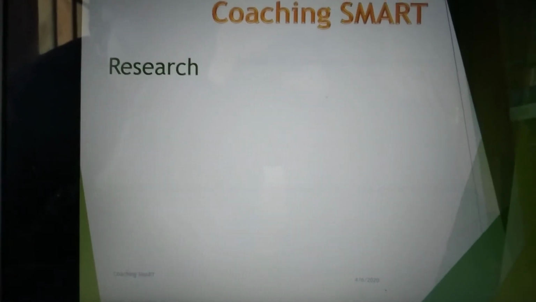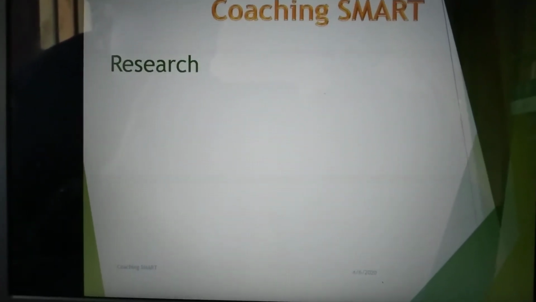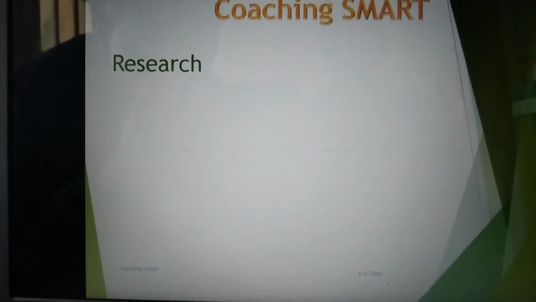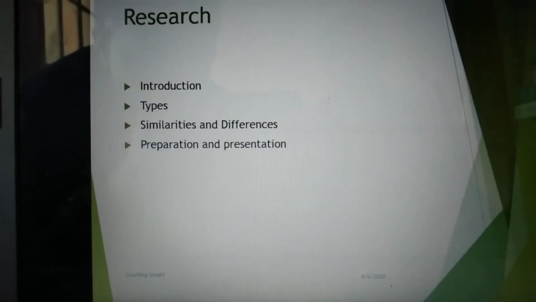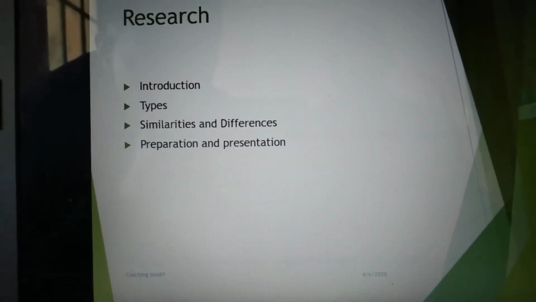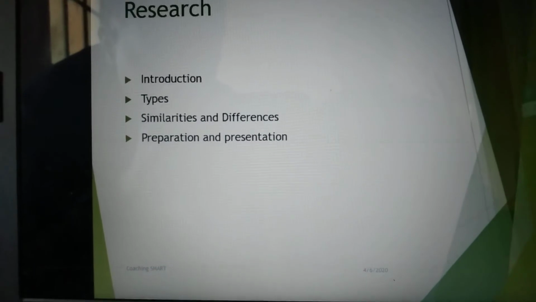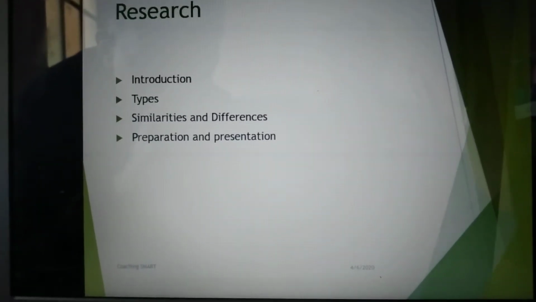Welcome. Today we are doing our discussion on research. Research is a critical element. In the areas of research, we'll do introduction, what's all about research, then types of research, then similarities and differences of research, then preparation and presentation of research. With that, we start with our introduction.